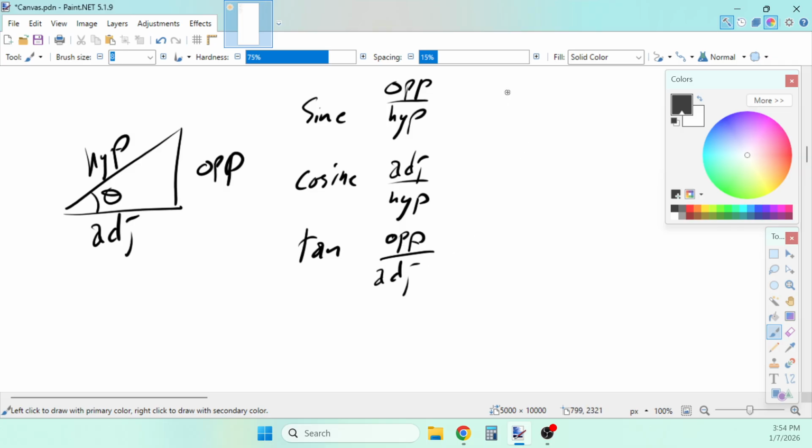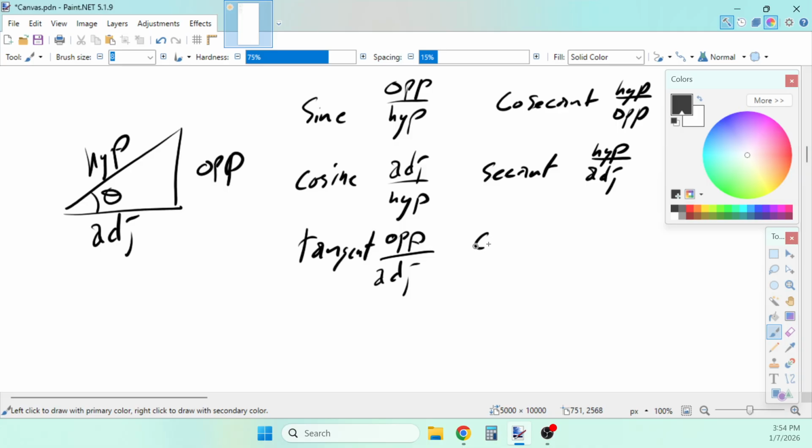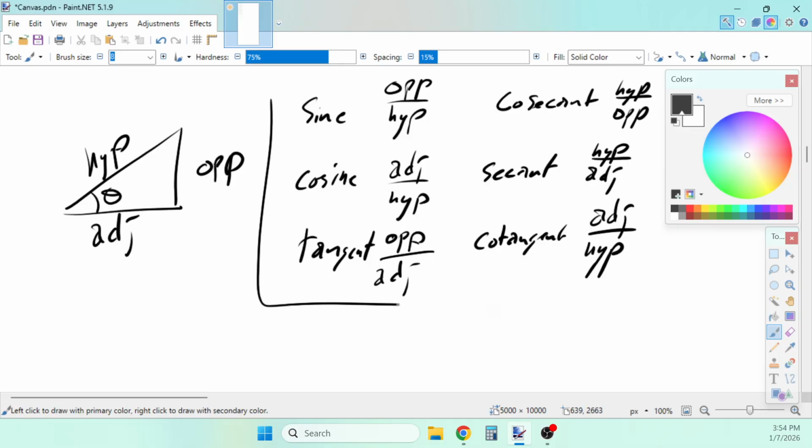We get 3 more. These are the cosecant, which is the hypotenuse over the opposite, the secant, which is the hypotenuse over the adjacent, and the cotangent, which is the adjacent over the opposite. These are our 6 trig ratios.